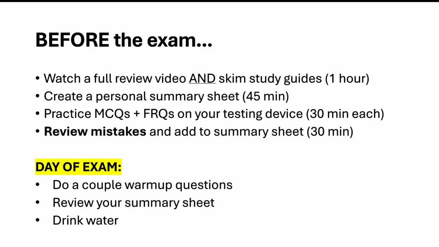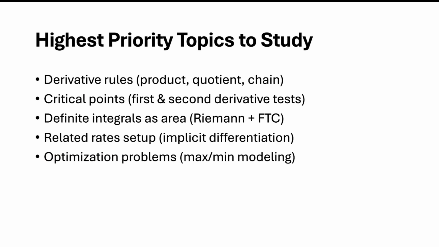Anyways, let's go on to the topics you should actually be focusing on. The AB exam, the highest ROI topics that you can study are as follows: your derivative rules, critical points when you're analyzing graphs, definite integrals as area, related rates, and optimization problems. So get those down and pay special attention to them while you are reviewing.